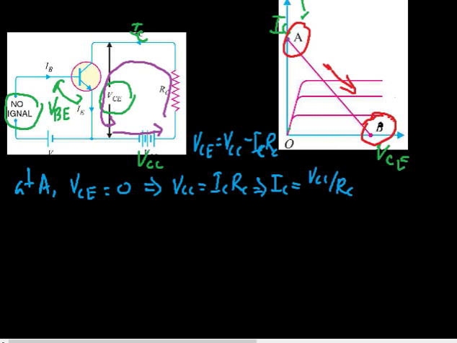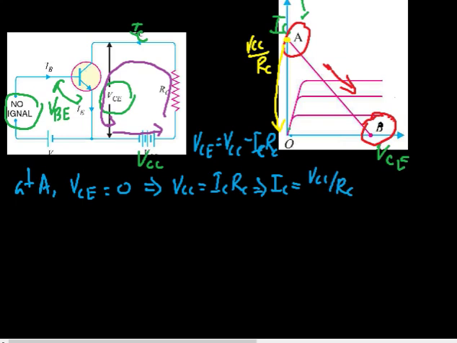The importance of this point A is that it is the value of IC for which VCE is equal to 0. The point A actually corresponds to the value of IC for which VCE is 0, so we can write it as VCC by RC, as we obtained.